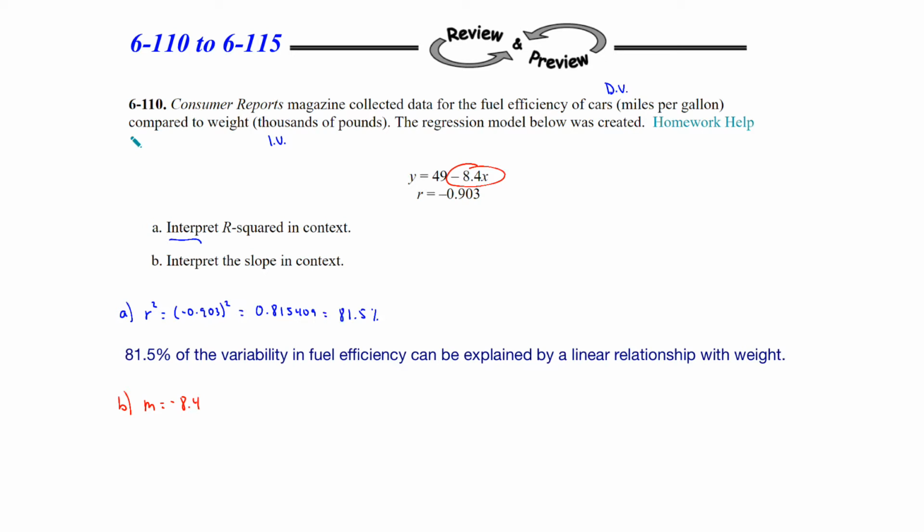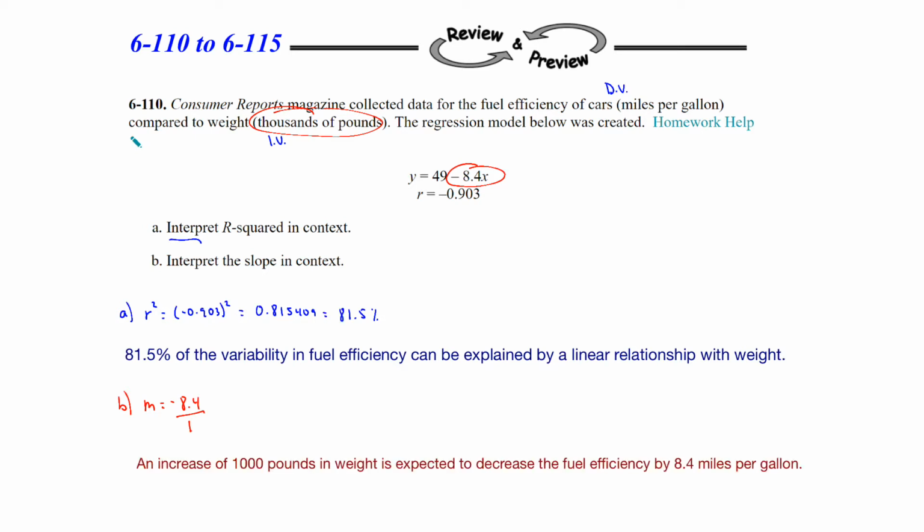And in terms of what the negative 8.4 represents, it would represent that an increase of 1,000 pounds in weight is expected to decrease the fuel efficiency by 8.4 miles per gallon. So once again, this is negative 8.4 over 1, and that 1, because the independent variable is in thousands of pounds, means an increase of 1,000 pounds in weight. An increase in 1,000 pounds of weight is expected to decrease, that's the negative 8.4, the fuel efficiency by 8.4 miles per gallon. And there's my answer that I wrote down for part B.